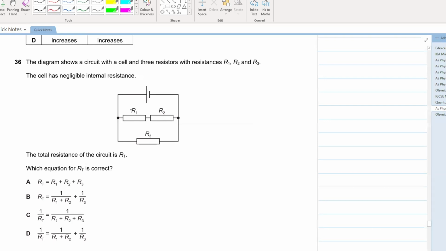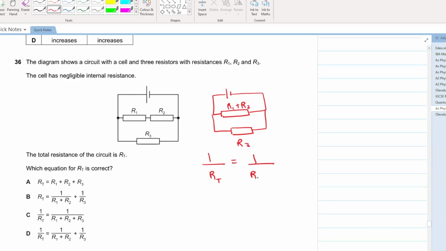Can I replace these two series resistors by this? I can say they are equal to R1 plus R2. Simple. And we have this parallel resistor of R3. Can I calculate the combined resistance of these two? Yes. 1 over RT is equal to 1 over (R1 plus R2) plus 1 over R3. Any options like that? D is your answer. Nothing complicated. Let's further move ahead.